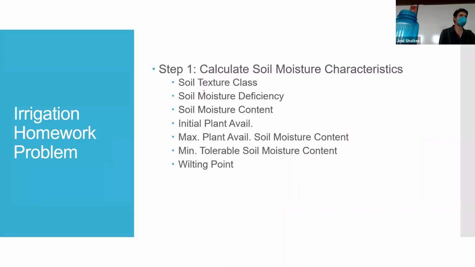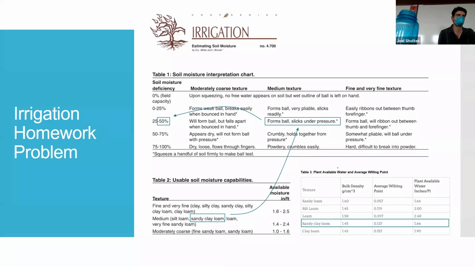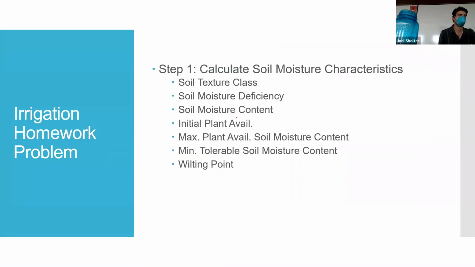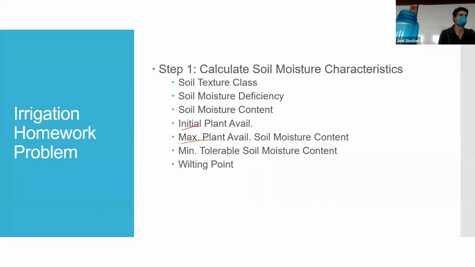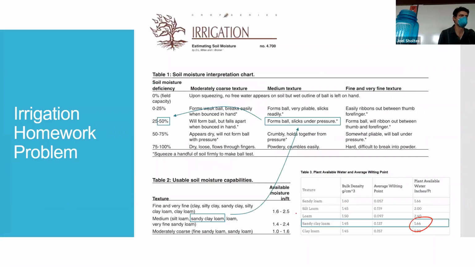So what we did is we took our soil texture class, did this hand test, found out what the moisture deficiency was, and then ultimately with this table, figured out what our plant available water is initially, as well as maximum. This is the maximum plant available water, and we're at 50%. And then the minimum tolerable soil moisture content, let's see here, I think that's 50%.